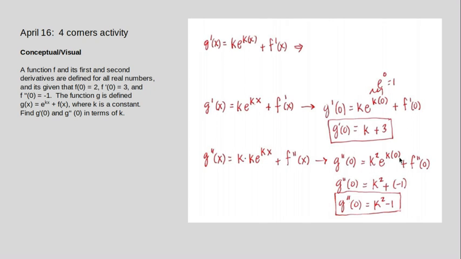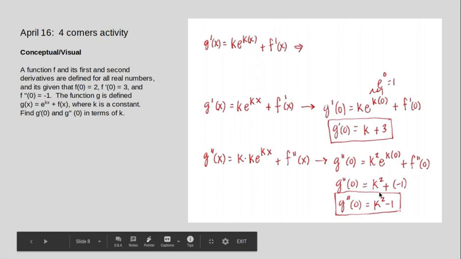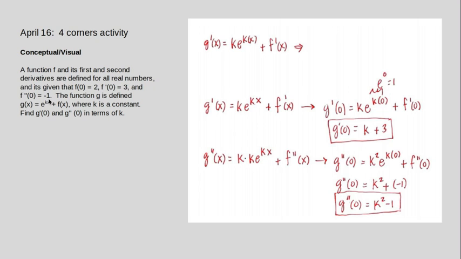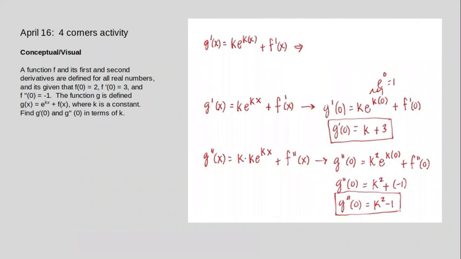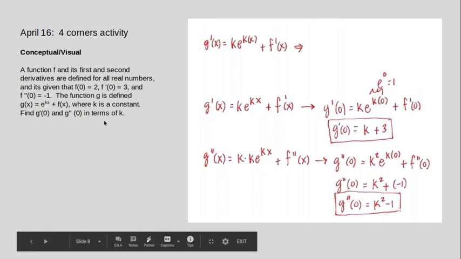I plugged a 0 in everywhere there was an x. So e again to the 0, e to the 0 is just 1, making the first term k squared. And then f double prime of 0 in the given information was negative 1. So I can rewrite that g double prime of 0 is equal to k squared minus 1. So I know in the past when we've evaluated it at a given point, we usually come up with just a number answer. In this one, we were looking for an answer in terms of k.